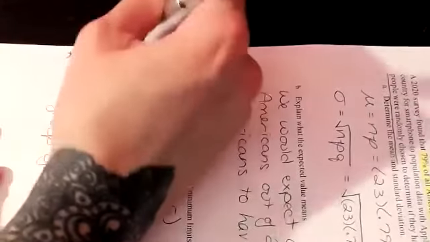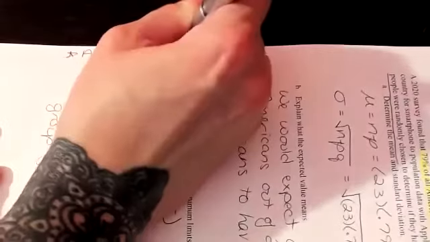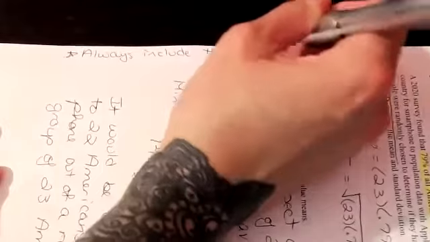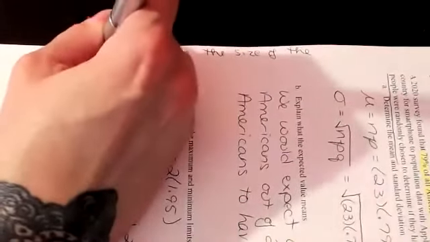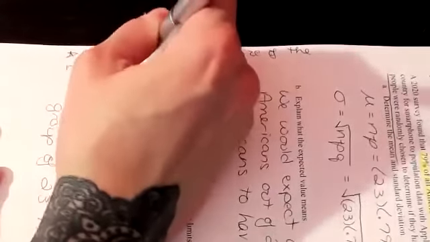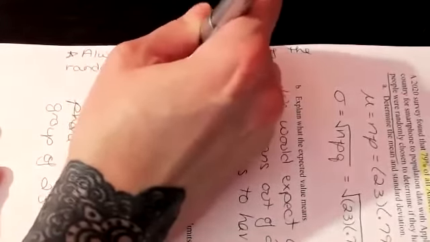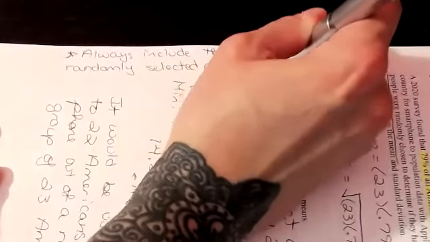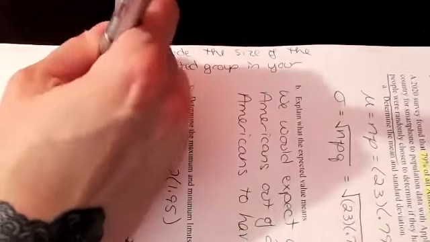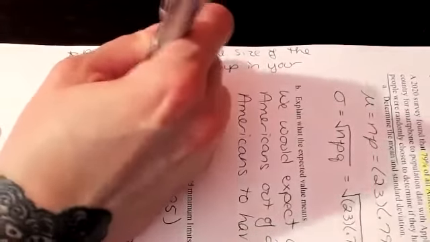Always include the size of the randomly selected group in your explanations. Okay, always include the size of your randomly selected group in your explanations.